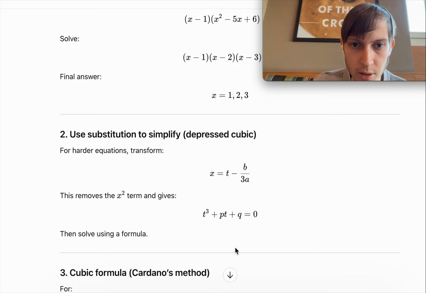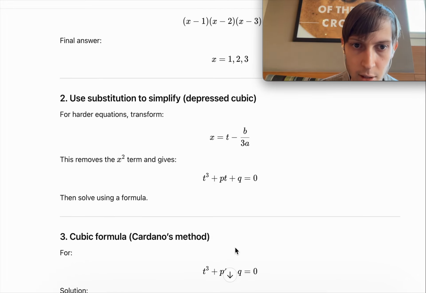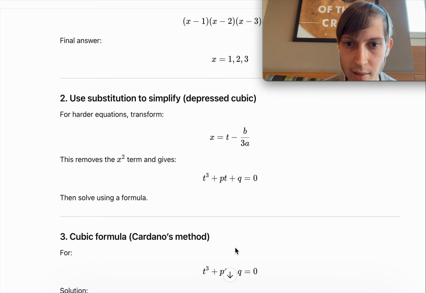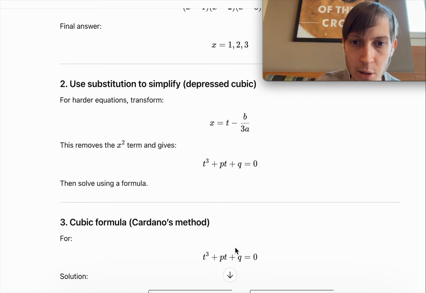Or we can use substitution to simplify. The depressed cubic, that's for harder equations. We can transform it, so we can do x equals t minus b over 3a. This t is newly introduced. It wasn't a coefficient, and wasn't a variable in the initial equation. So t didn't appear in the equation itself. We introduced it. This removes the x squared term and gives t cubed plus pt plus q equals 0. And then solve using a formula. There's actually a formula for cubic equations.